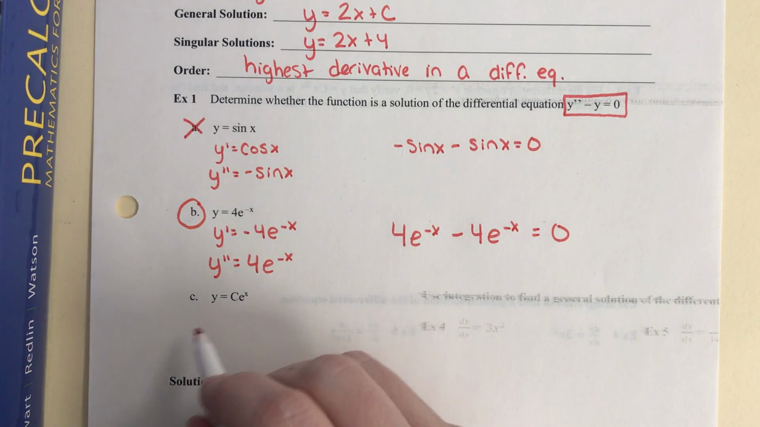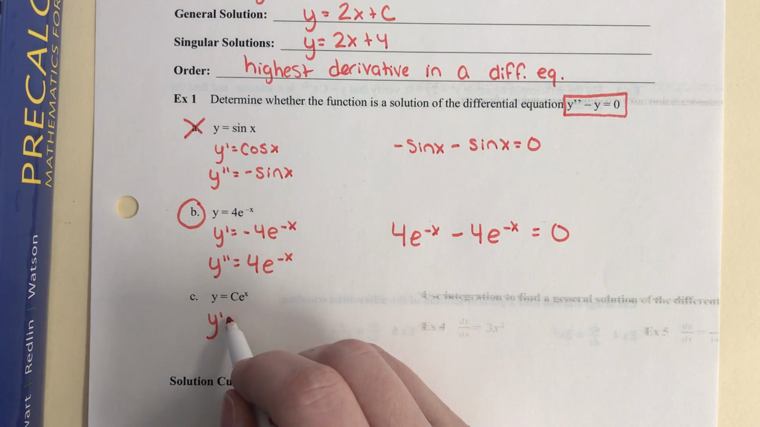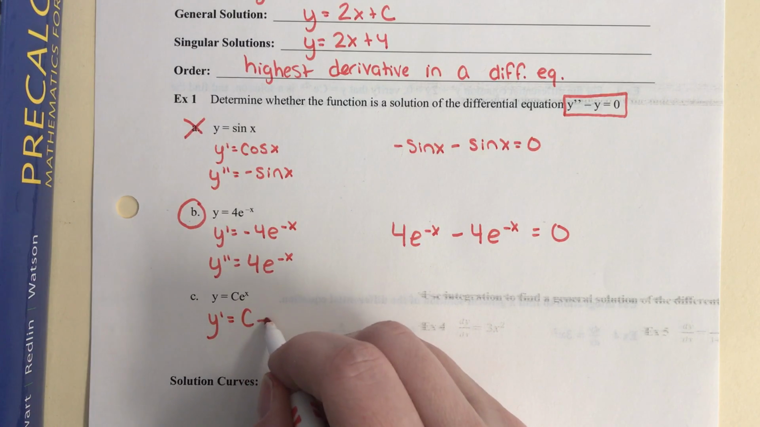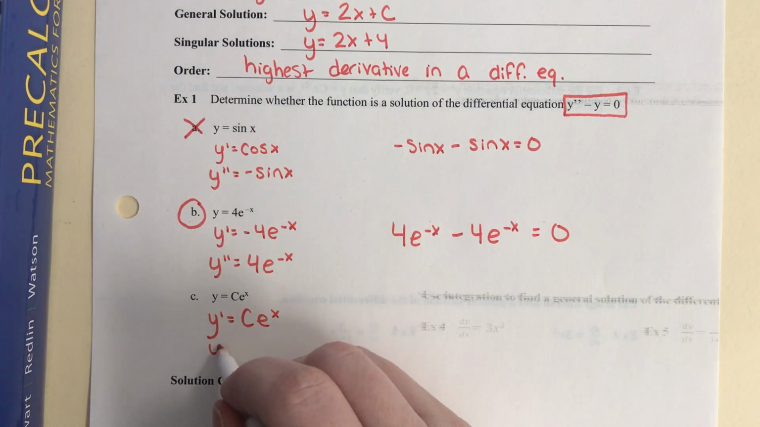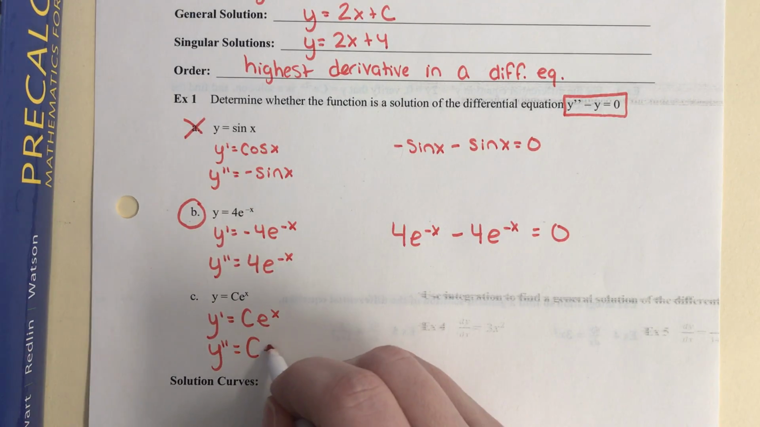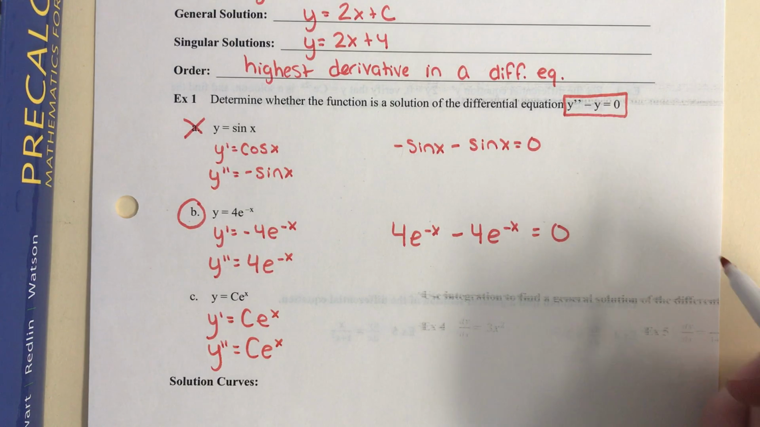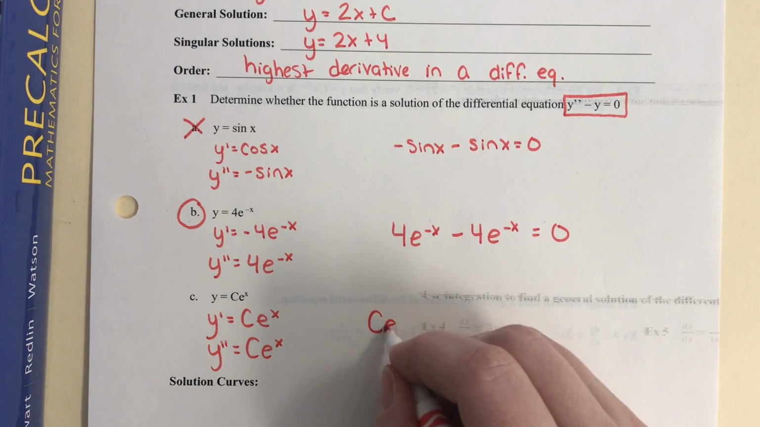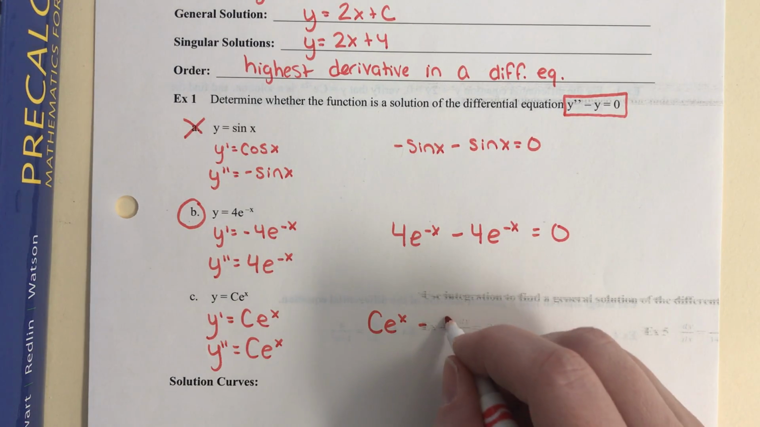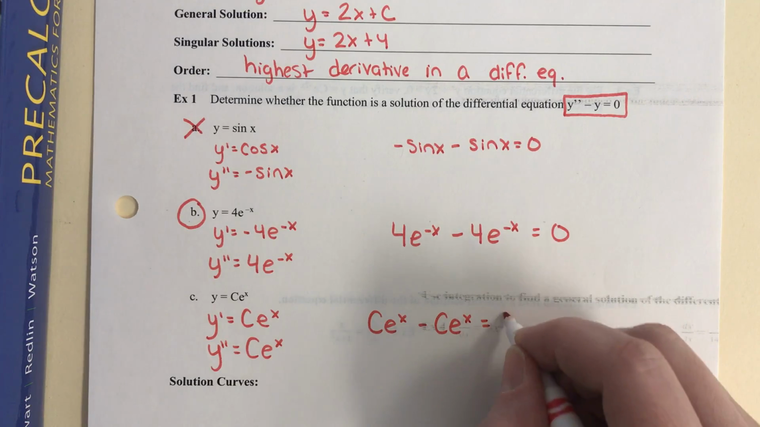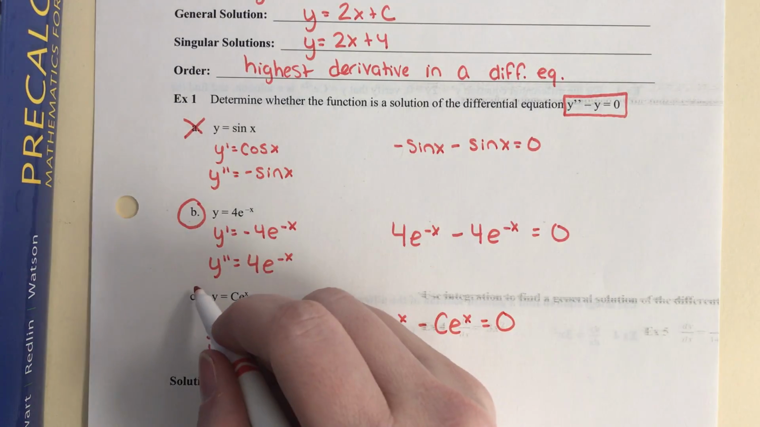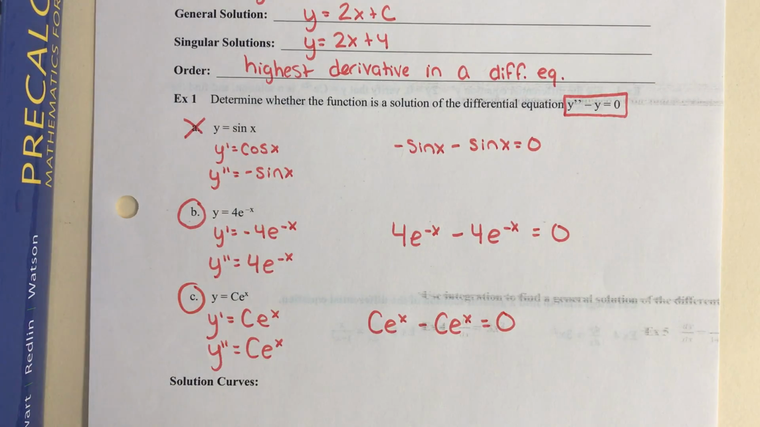For part C, the first derivative of c e to the x is also c e to the x, and same for the second derivative. So y double prime, c e to the x, minus y, c e to the x, is also 0, so C is also a solution.